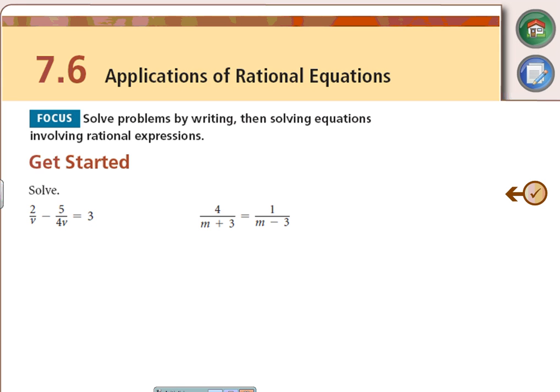All right, 7.6. Now we're going to take what we did in 7.5, the rational equations, and put it into an application, problem solving. These ones tend to be a little more difficult because you've got to make the equation yourself. And you've got to be solid on solving them so that once you've got the equation, you can keep going from there. But the hardest part of these is to make the equation to start with. So let's just make sure your solving is good.